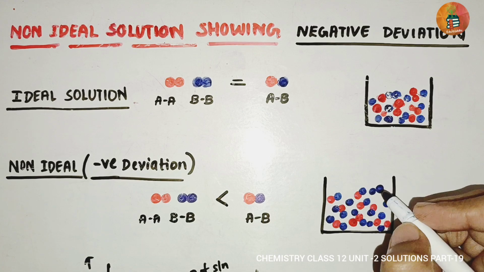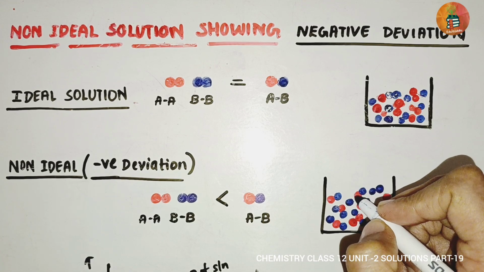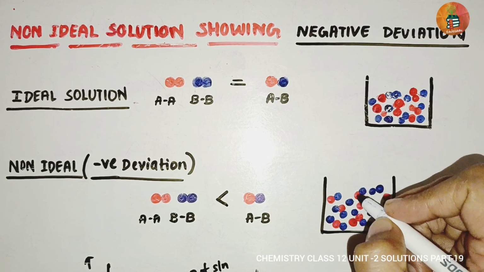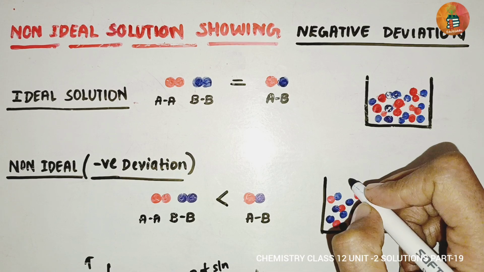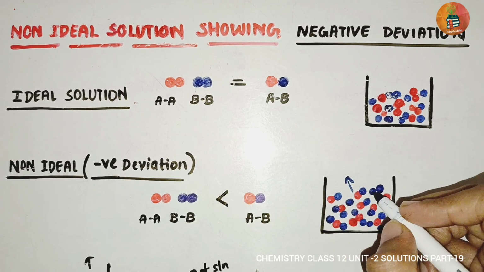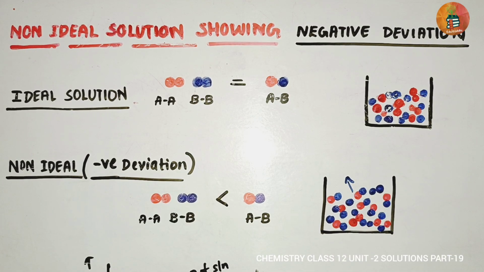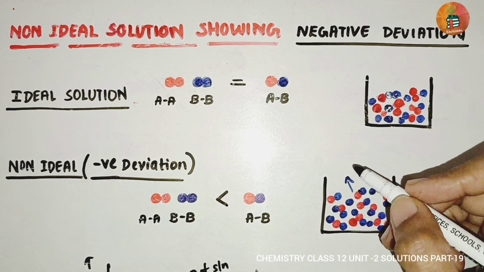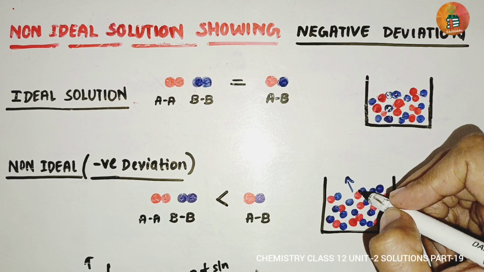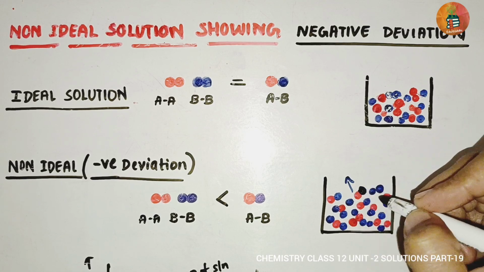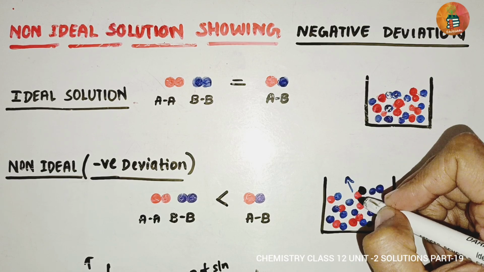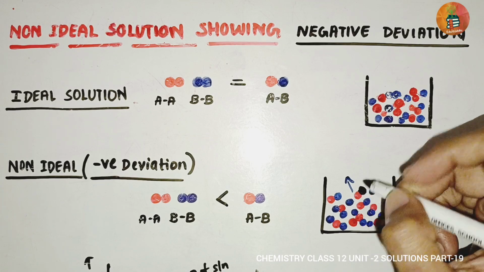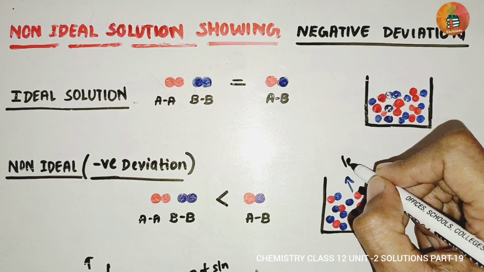So here we can see that for each component, if I consider the red one, that is component A, it may be solute. So the escaping tendency becomes less. Why? Because it is bonded to, or it has intermolecular attraction with, the solvent. So it should overcome that and escape. So that is difficult. So the vapor pressure of this component A becomes less.